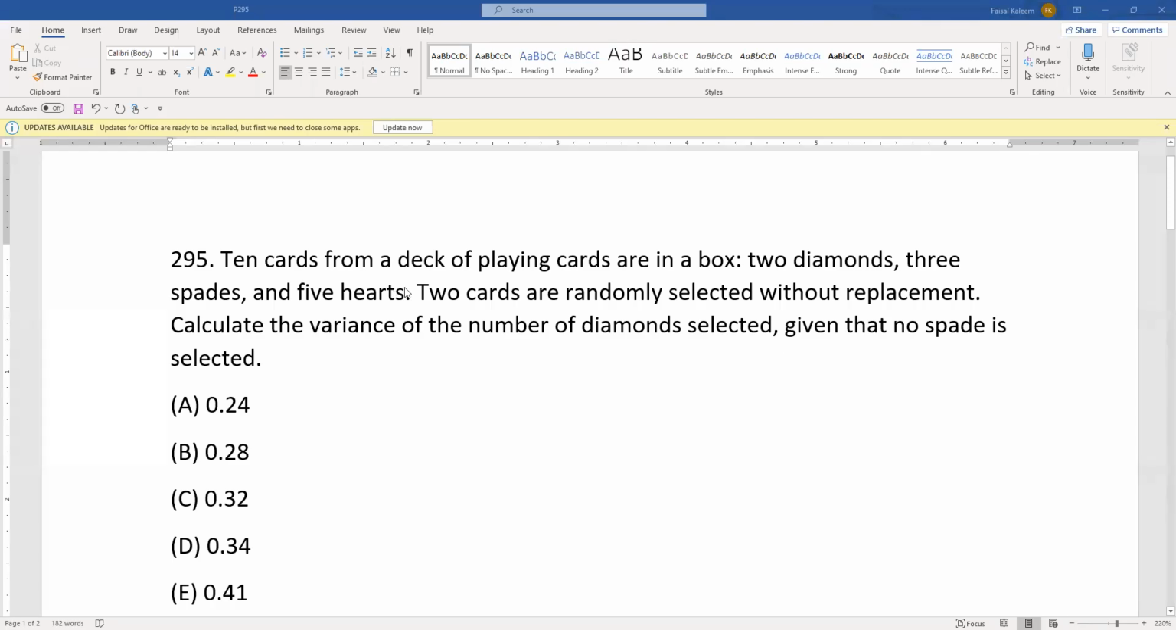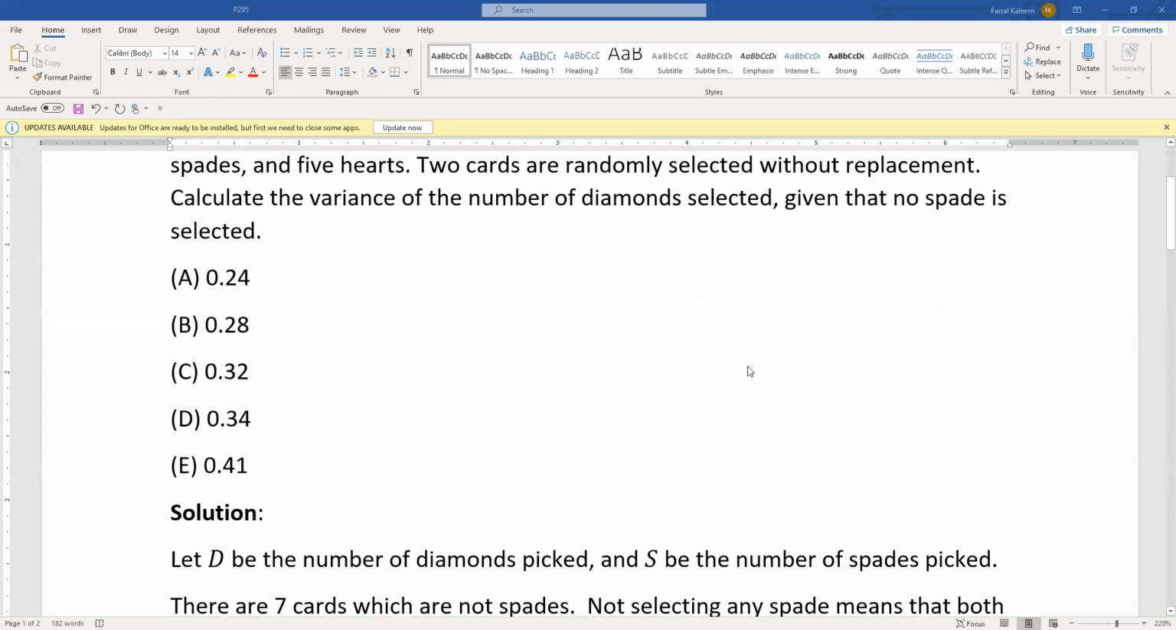10 cards from a deck are in a box: 2 diamonds, 3 spades, 5 hearts. 2 cards are randomly selected without replacement. Calculate the variance of the number of diamonds selected given that no spade is selected. So let D be the number of diamonds selected and S be the number of spades selected.